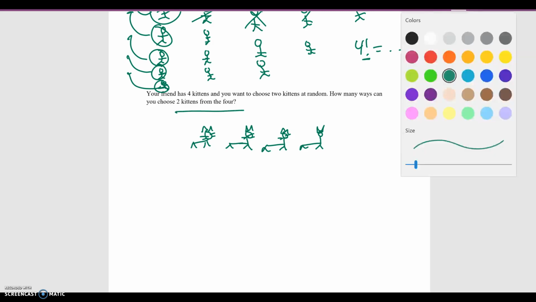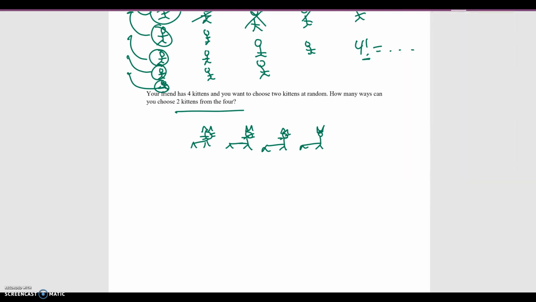Okay, well, there are many ways that I can do that. I can either choose these 2 kittens. So I can choose these 2. Or maybe I can choose these 2. Or maybe I can choose these 2. Okay, so I can choose that. I can choose either these two, or these 2.